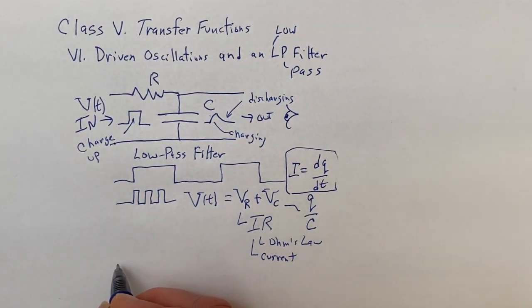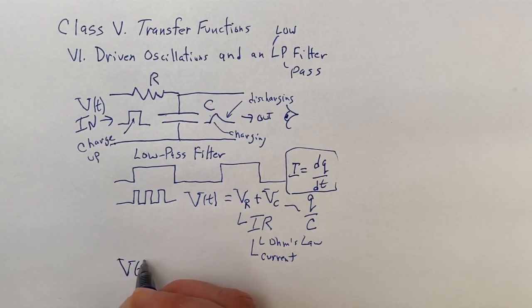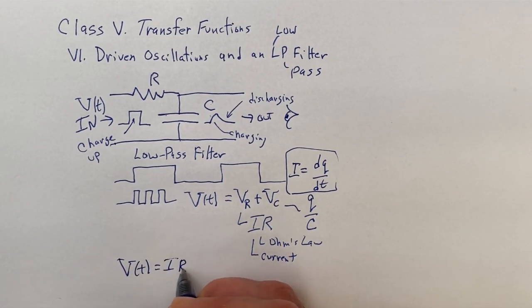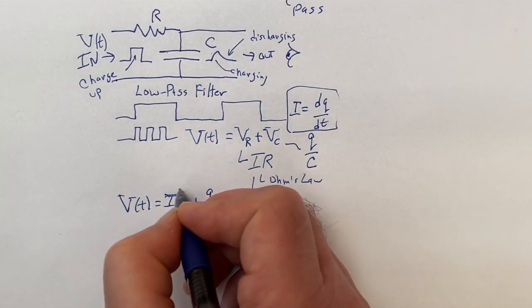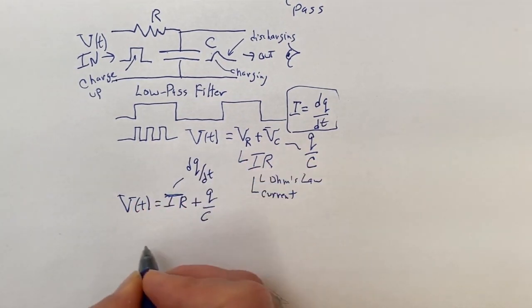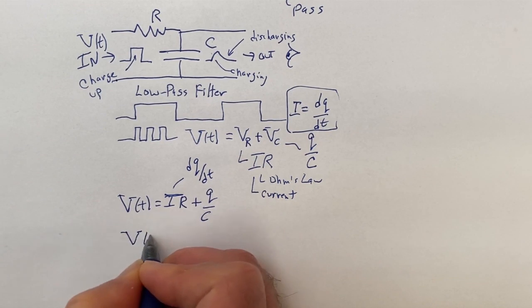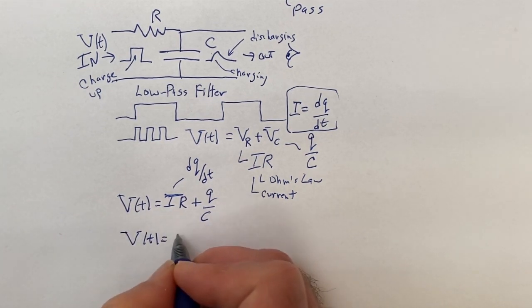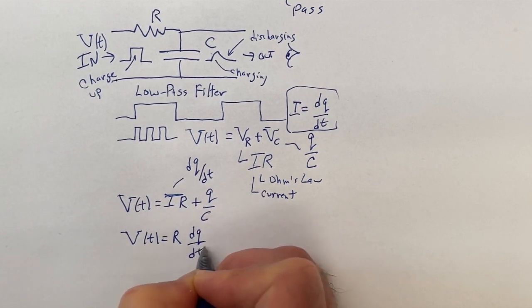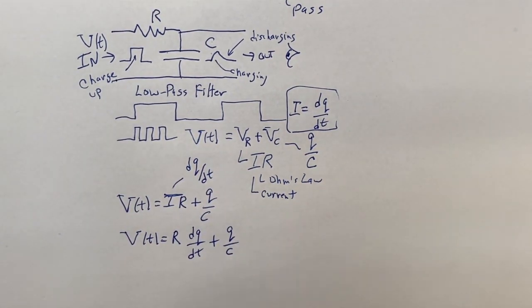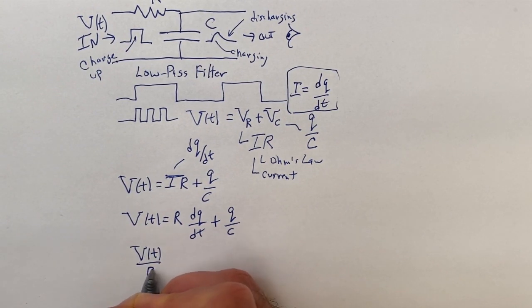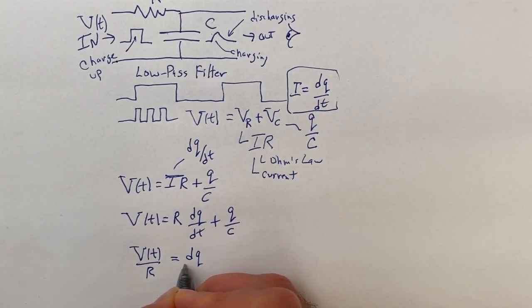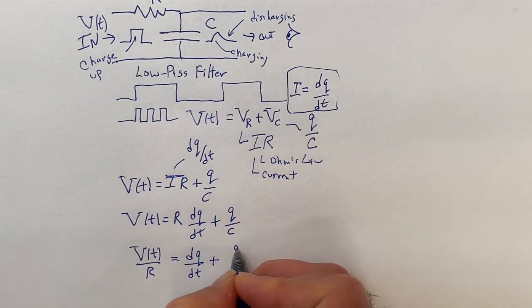And if we look at this equation here, V of t is equal to IR plus Q over C. We're going to write this now as a differential equation where the I is going to be dQ/dt. So V of t is R times dQ/dt plus Q over C. And we will divide by R, to have the voltage divided by R equal to dQ/dt plus Q over RC.